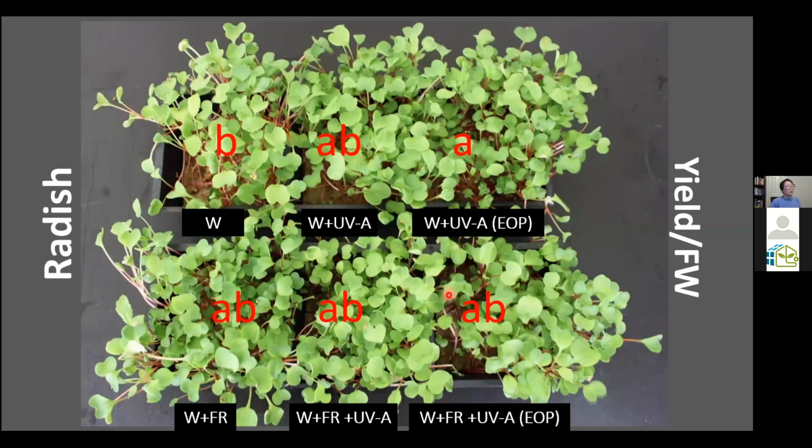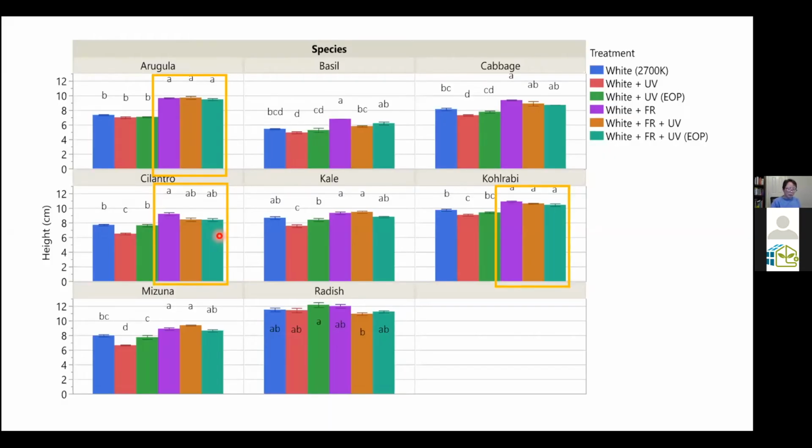And this is the radish. Radish is very stretched, they are very tall. So it's maybe a little difficult to see, but we did see the white also resulted in a little lower yield. So now if we look at the data in the height part, you see that the arugula and cilantro and kohlrabi, with the far red added, did show some enhancement in height.